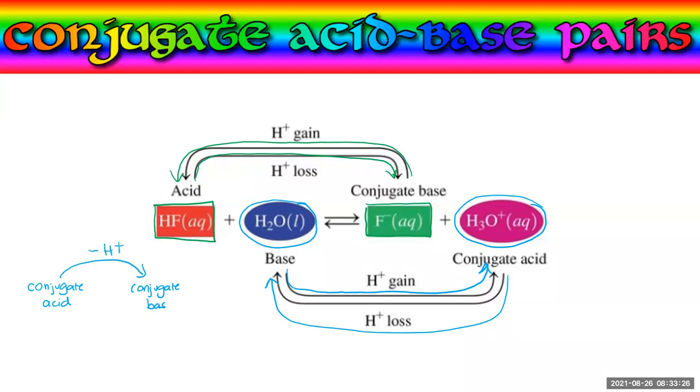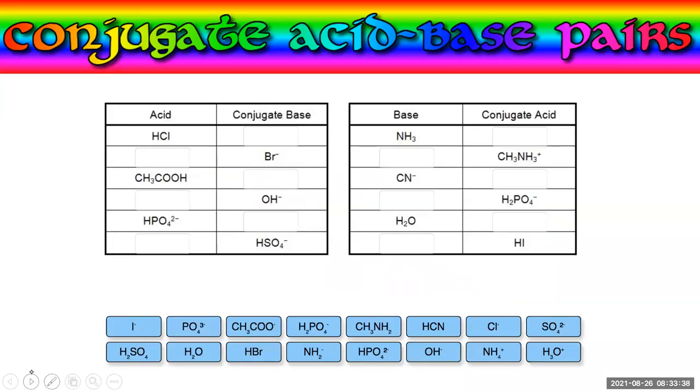So you take away H+ from the acid and you get the conjugate base, and you add H+ to the base and you get the conjugate acid. Let's have a go at some examples. I'm going to go through the first acid and the first base, and then I'm going to get you to have a go. For each of these, I want you to fill in the table.